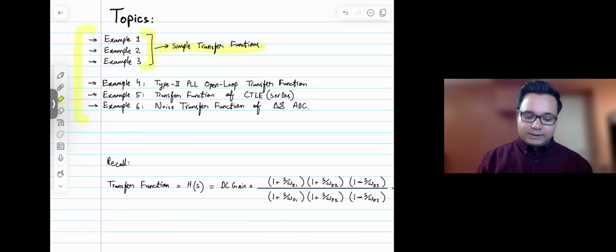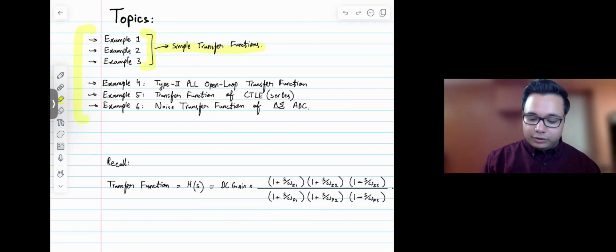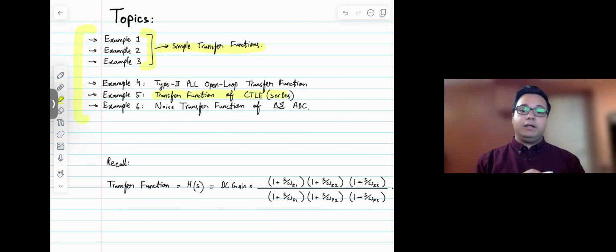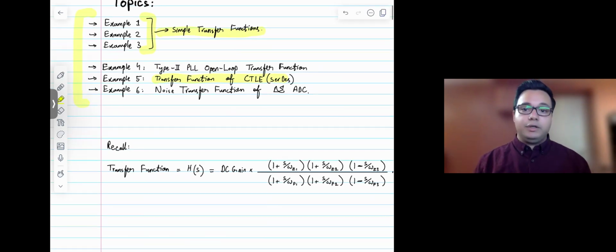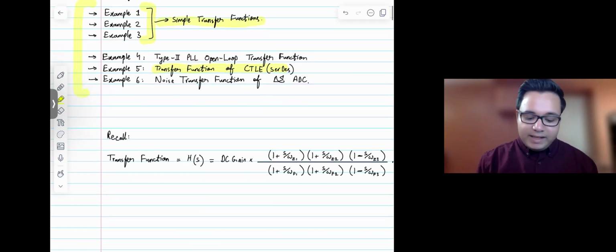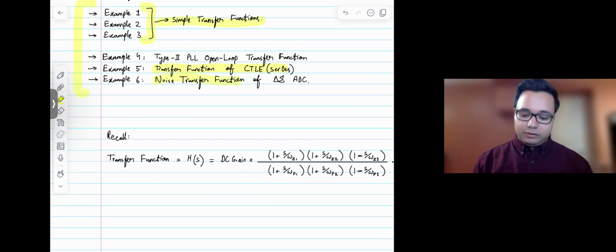Examples 4, 5, and 6 are a bit more complex, a bit more involved, but also more practical. So, for example, in example 4, we will look at the type 2 PLL open loop transfer function and the Bode plot for that. In example 5, we are going to look at the transfer function of a CTLE, which is a common block in SERDES. That's the continuous time linear equalizer. And example 6 is a noise transfer function. So noise transfer function, not the signal transfer function, of a delta sigma ADC.